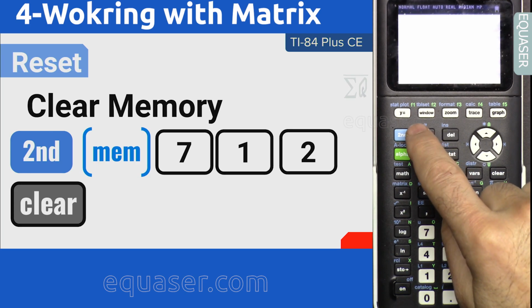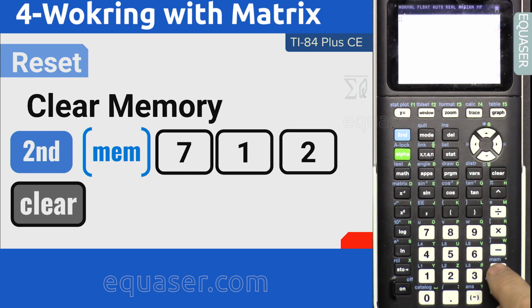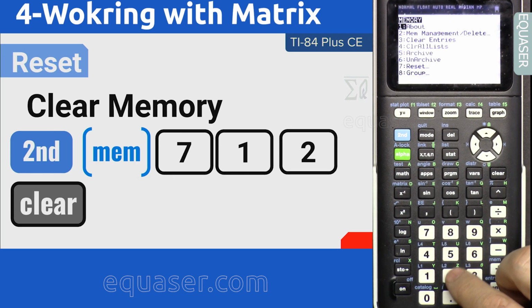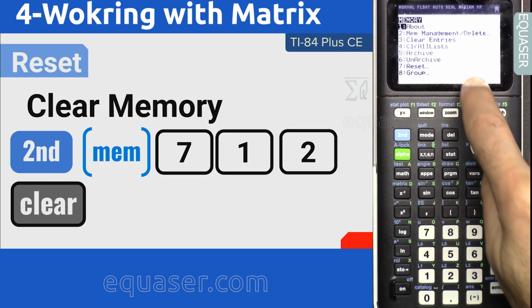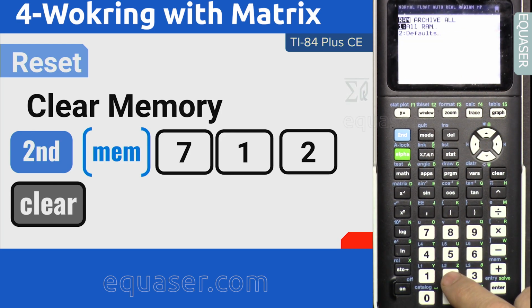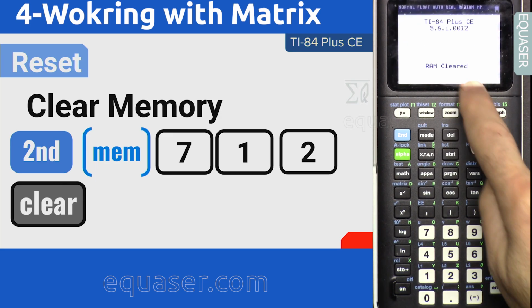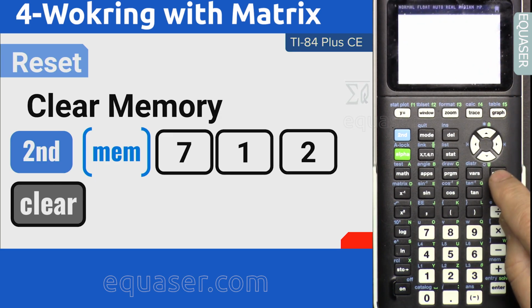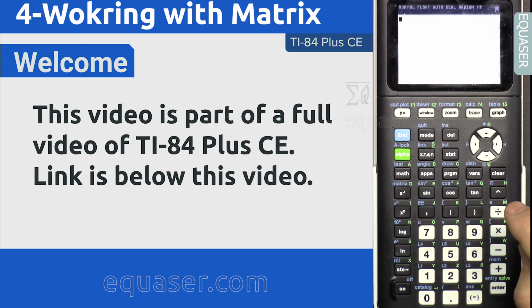Now let's clear the memory as well. Press second function, mem, and then 7, 1, and then 2. RAM cleared, press clear to exit.